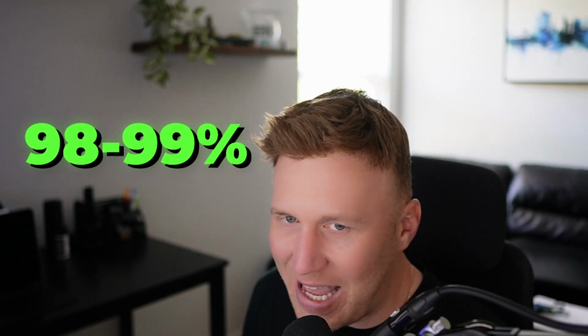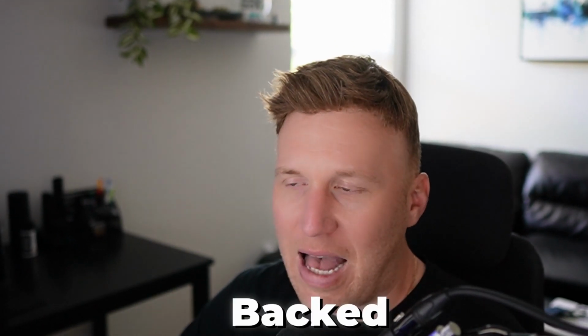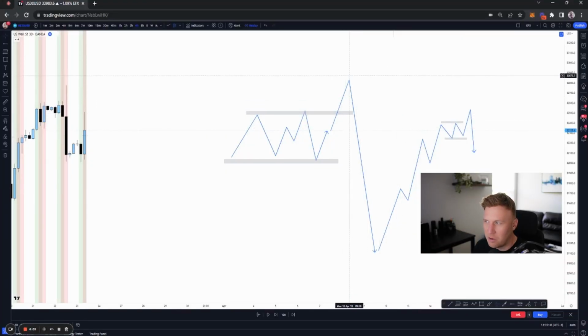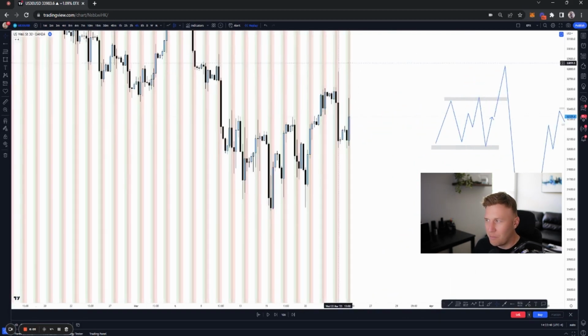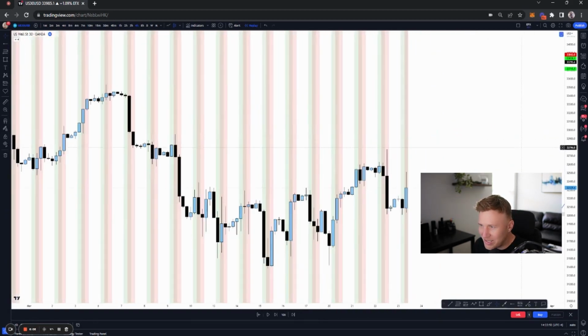I can confidently say that 98, 99% of my entries, probably even higher, are all backed by manipulation. That's where I'm looking for my entries, and I'm placing my stops above or below the manipulation. So in this case, my stop would be above here or above here. So let's break that down and show you exactly what I mean.